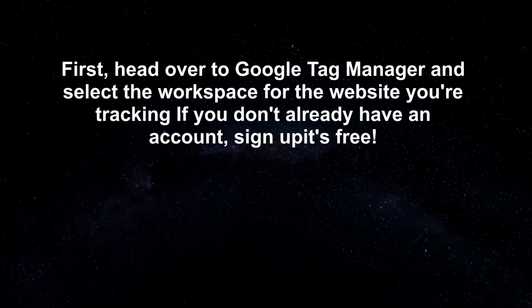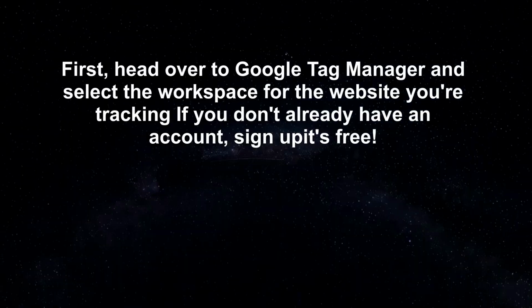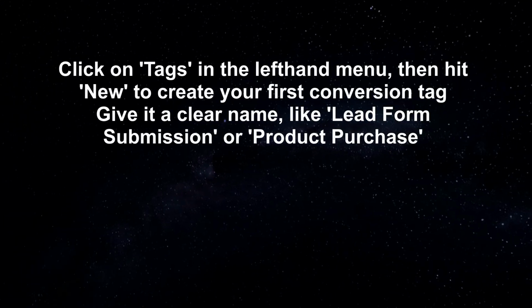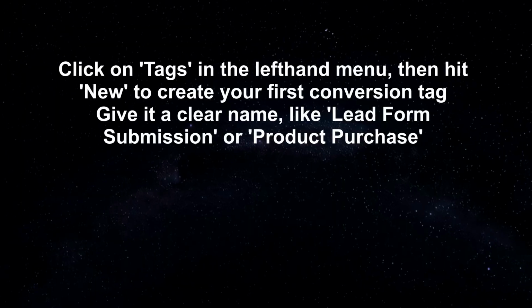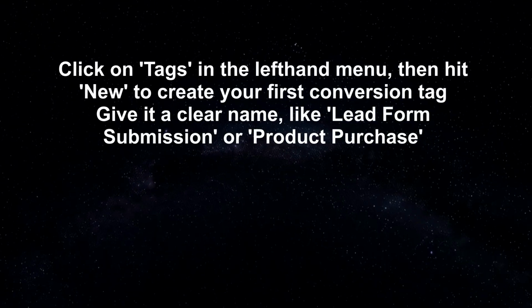First, head over to Google Tag Manager and select the workspace for the website you're tracking. If you don't already have an account, sign up, it's free. Click on Tags in the left-hand menu, then hit New to create your first conversion tag. Give it a clear name, like lead form submission or product purchase.